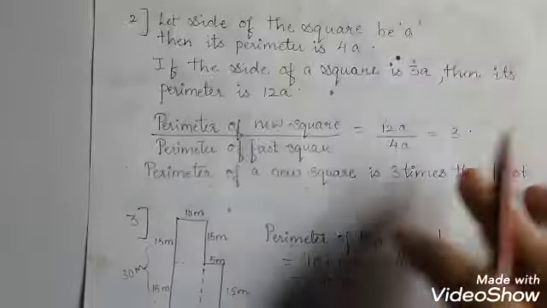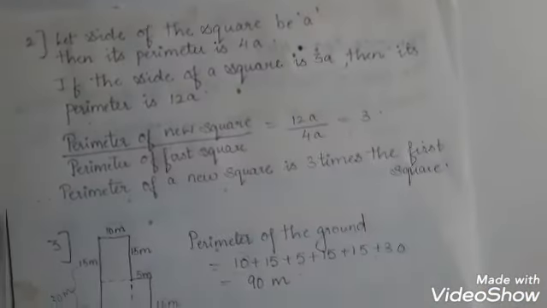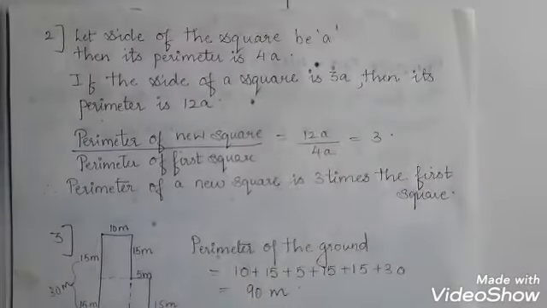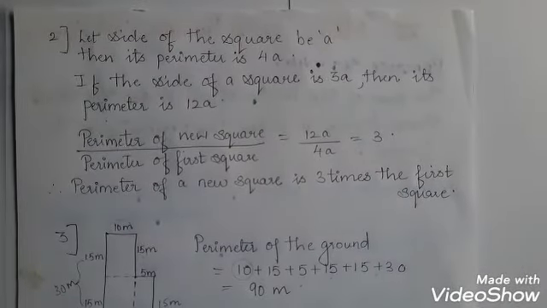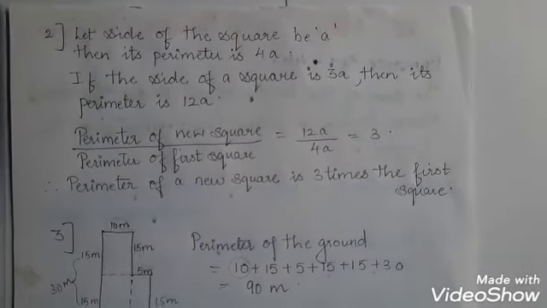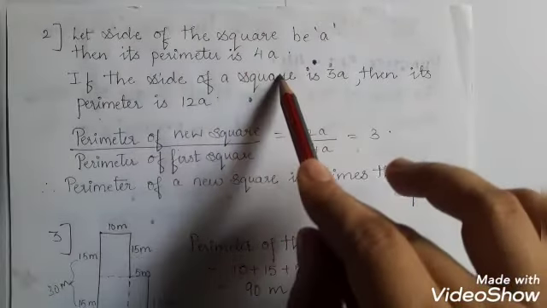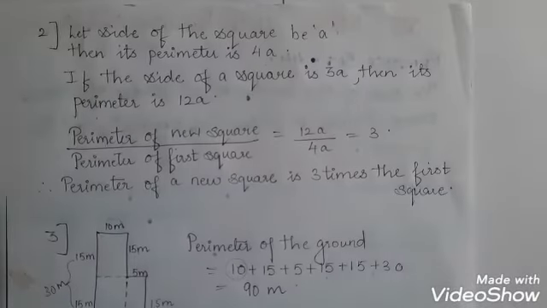Next, second one: if the side of a square is tripled. Now first, they have not given us the side of the square, so I assume let the side of the square be A. Now if it is A, the perimeter of a square is 4 into side, that is 4 into A.